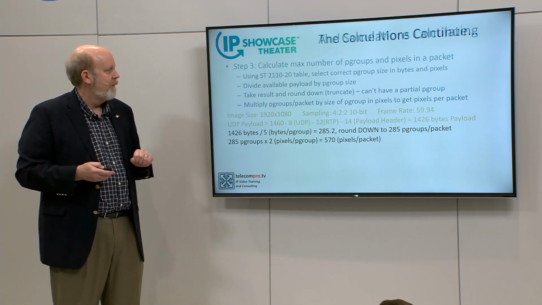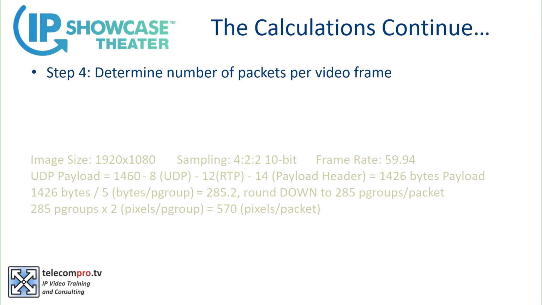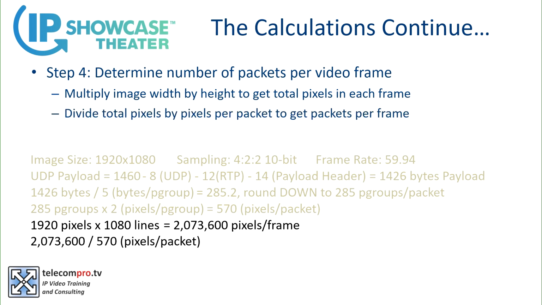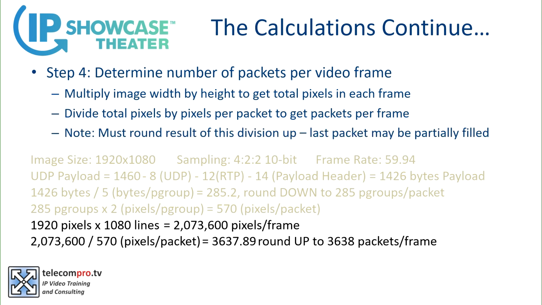Okay, so let's leave that up there. Now we have to determine how many packets are in a video frame. So we take our image width by our height, just like we normally would, multiply them together, 2.073 million pixels per frame. Divide the total pixels by the pixels per packet to get the packets per frame. So we take that 2 million number, divide it by our 570, and we say that we have 3637.89 packets. Now you can't have a partial packet. So this time we're going to round up to see that we have 3,638 packets in the frame.